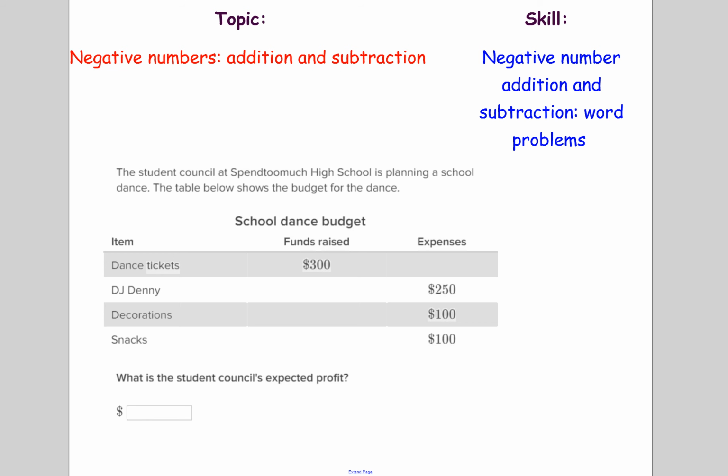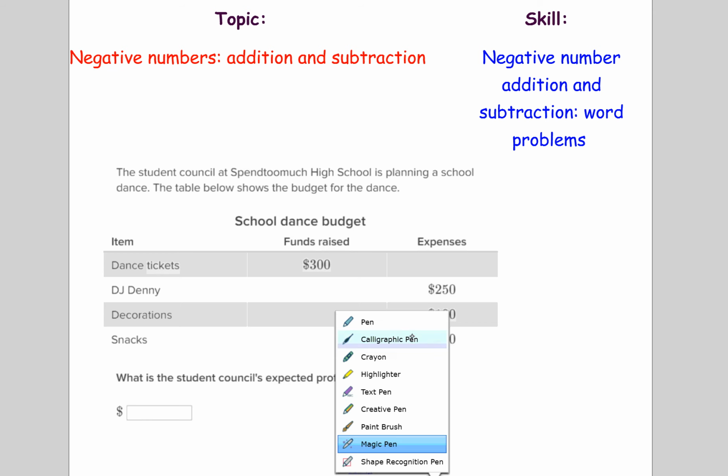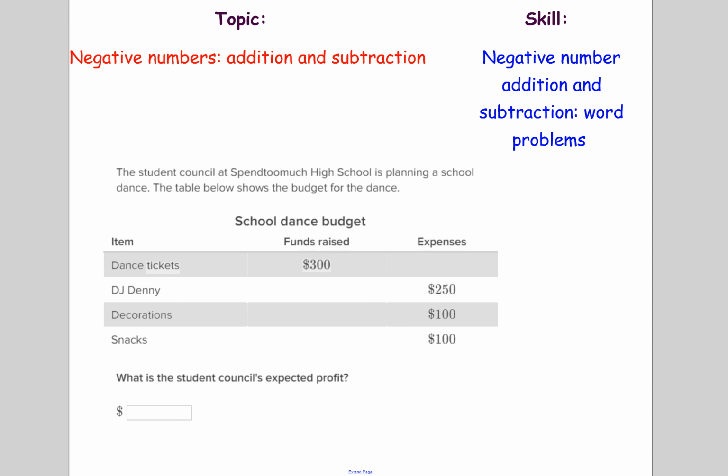I apologize, I need to change my pen. Let's go with red. All right. The student council at Spend Too Much High School is planning a school dance. The table below shows the budget for the dance. So dance tickets, they raised $300. DJ Denny, $250 expense. That means they'd have to pay it out. Decorations are a $100 expense. Snacks are a $100 expense. What is the student council's expected profit?